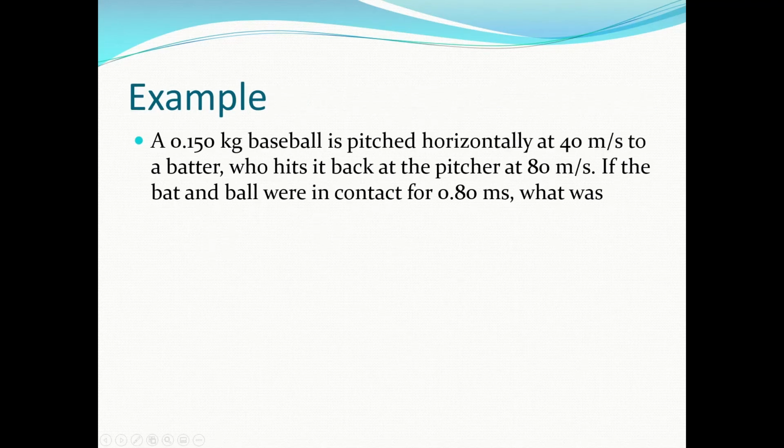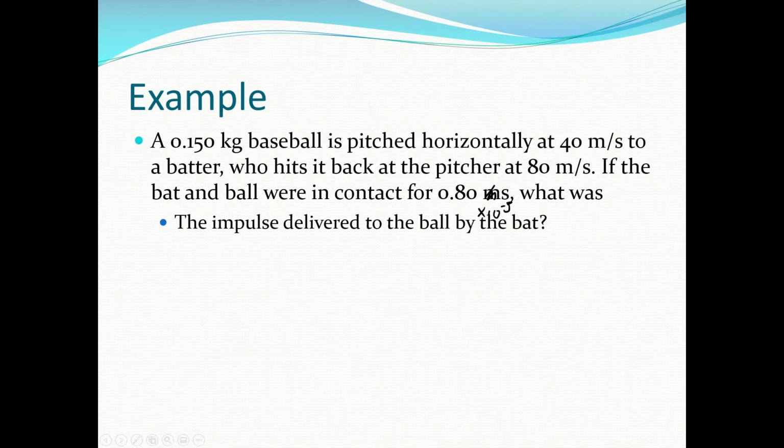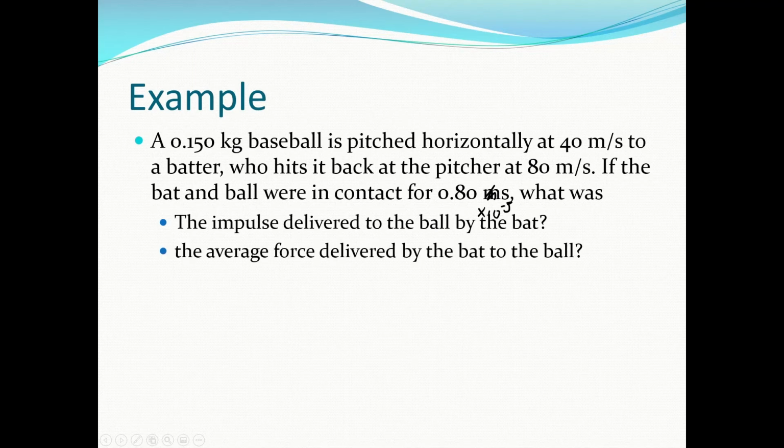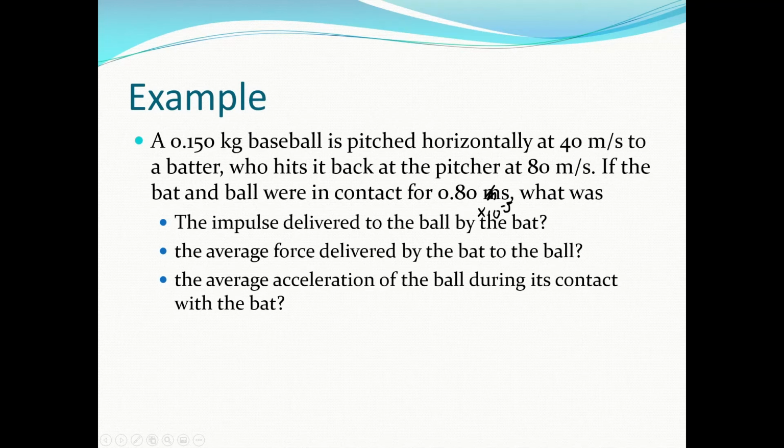Okay, and let's do a couple other questions, just some impulse questions. So a 150 kilogram baseball is pitched horizontally at 40 meters per second to the batter, who hits it back at the pitcher at 80 meters per second. If the bat and the ball were in contact for 0.8 milliseconds, so this is millis times 10 to the negative 3 seconds, what was the impulse delivered to the ball by the bat, the average force delivered by the bat to the ball, and the average acceleration of the ball during its contact with the bat?